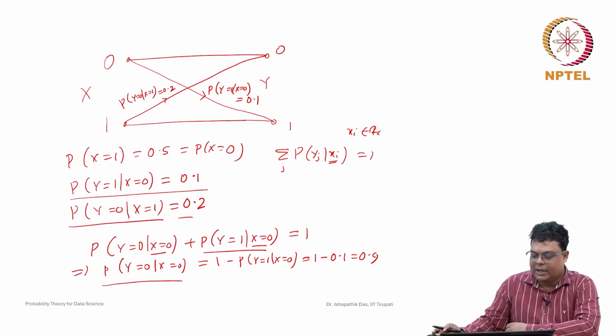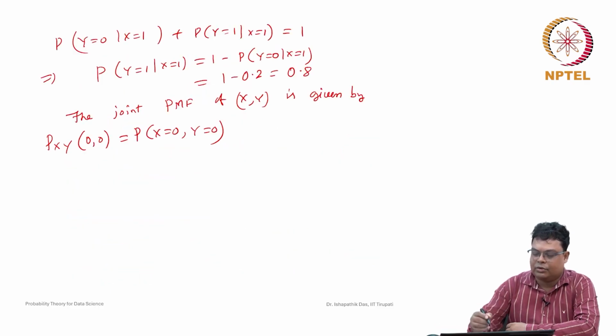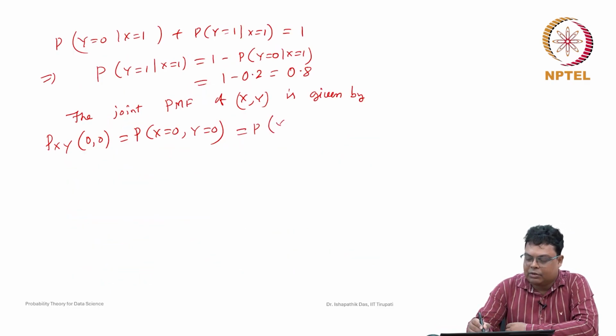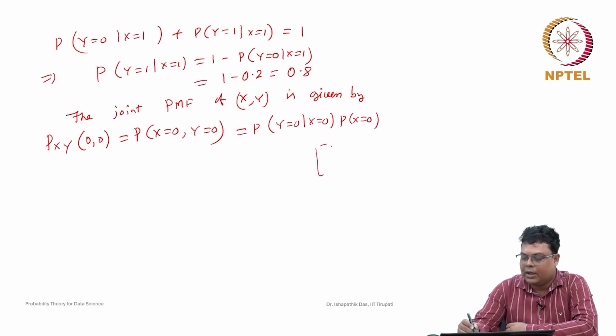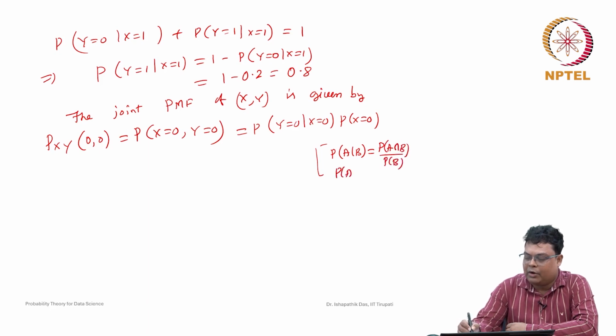So, given x, y equal to 0 given x equal to 0. We can write the probability that y is equal to 0 given x is equal to 0, into the probability that x is equal to 0. Because, whenever we talk about A given B, this is the probability of A intersection B divided by the probability of B. Hence, the probability of A intersection B can be represented as the probability of A given B into the probability of B.